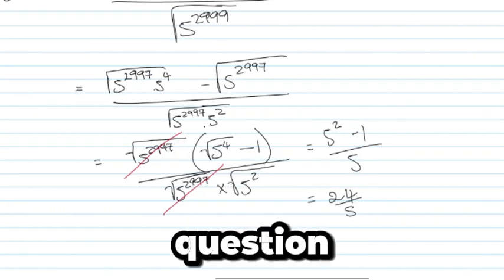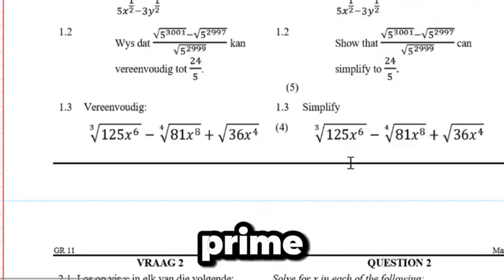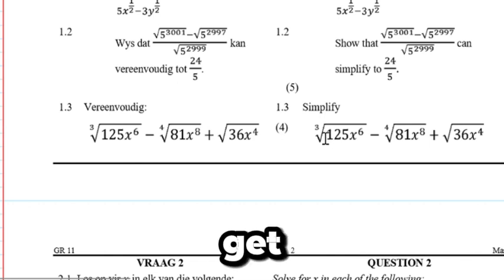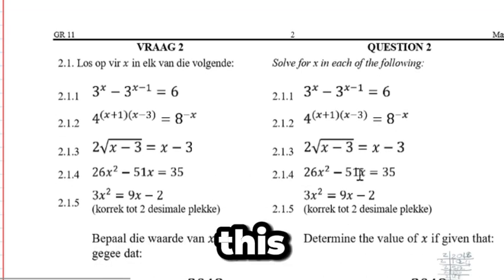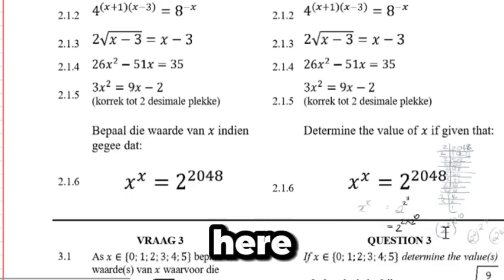So, nice question there. This question, prime factorize, no? And then remember, if you want to get rid of the roots, we take the index outside and then we divide the exponent by that. Let's go to this one. Easy. That one, easy. This one is easy. This is the question here.